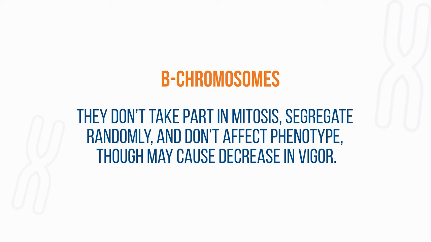They don't take part in mitosis, segregate randomly, and don't affect phenotype, though they may cause a decrease in vigor. These are not homologous with any of the normal chromosomes. They derive from autosomes, cause deleterious effects in animals and plants, and affect fertility when present in large amounts.